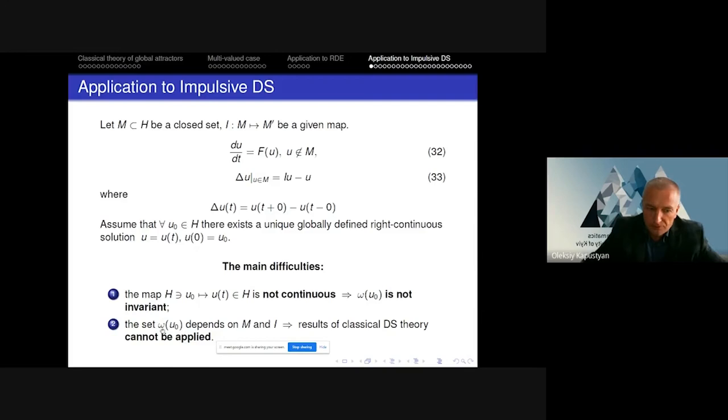The problem is in the properties of the omega limit set. The omega limit set depends on the impulsive parameters M and I. So the classical dynamical system theory cannot be applied in this case, and we need to adapt some results if we want to obtain some limit dynamics in terms of attractors.